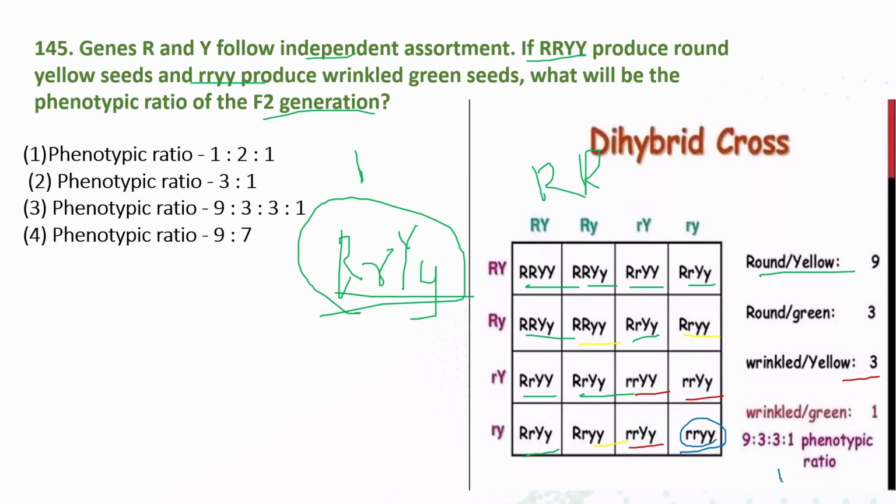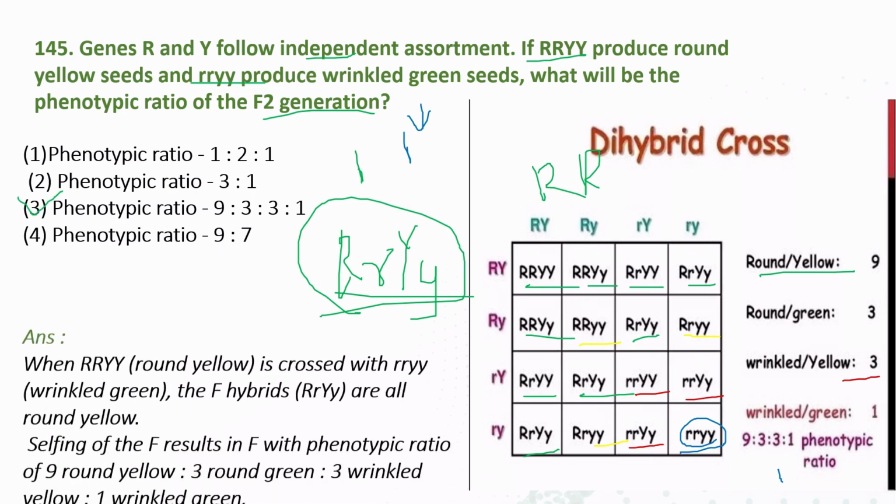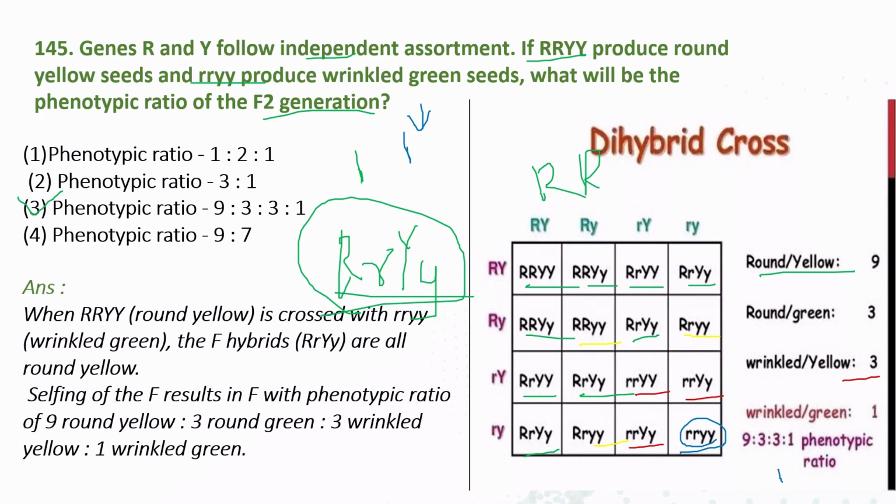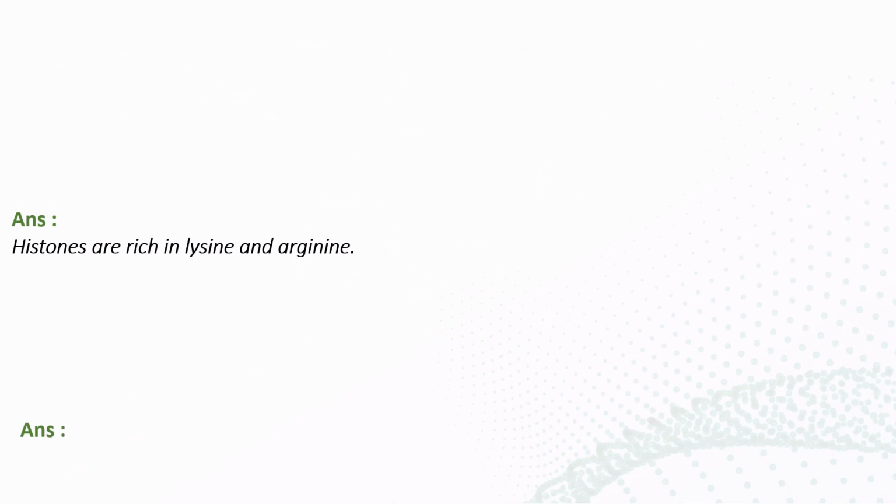So when we cross homogeneous seeds like capital RRYY, when they undergo the F2 generation, they'll produce heterogeneous combinations of seeds, with the perfect ratio of 9:3:3:1. Okay, so that's it. 9 means 9 round yellow, 3 round green, 3 wrinkled yellow, and 1 wrinkled green. Okay, we'll move on to the next one.